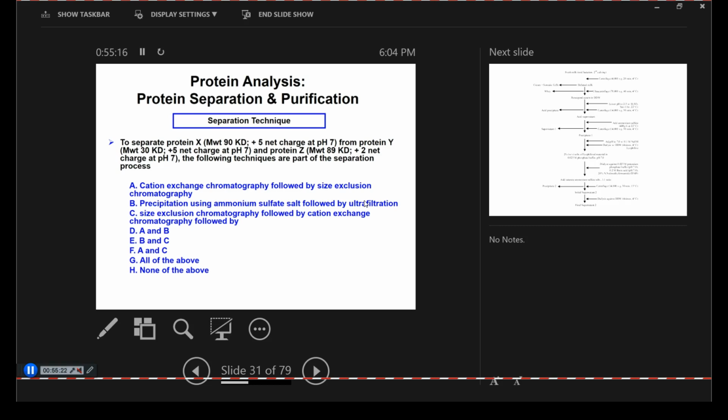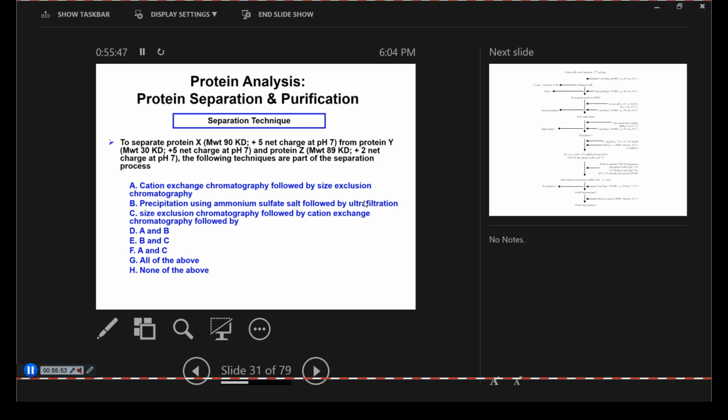So in simple terms, can we separate X and Y from Z by salt precipitation? Can we? We can. Potentially we can, because you have higher net charge. If I use a low concentration of salt, there is a chance that I would precipitate Z and the other two will remain in solution.